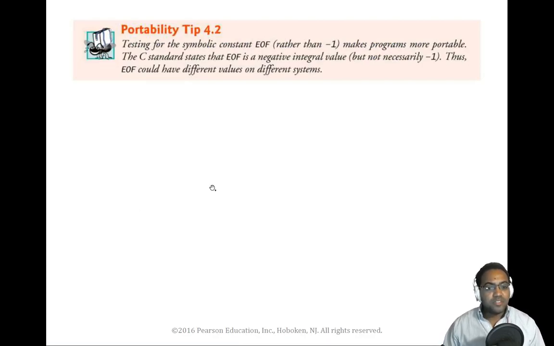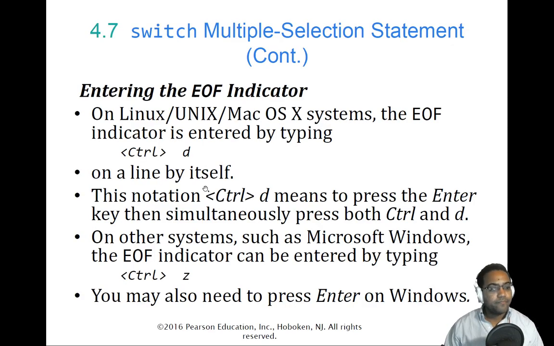Testing for the symbolic constant EOF makes programs more portable. The C standard states that EOF is a negative integral value, but not necessarily -1. You saw when I put -1 in the array, I got -8,000, 800,000, 8 million, whatever. Sometimes EOF is more specific than -1, but in most languages other than C and Objective-C, -1 means the last thing in the array, or in the char, or in the string, or in the number, or whatever.